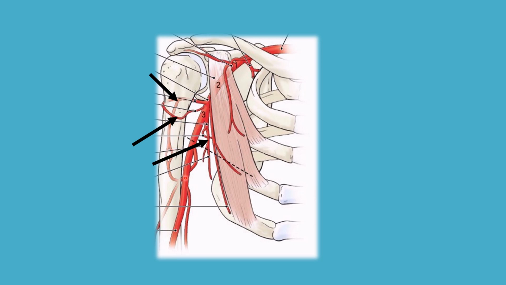Then coming to the subscapular artery, which is the largest branch of the axillary artery, it gives a circumflex scapular artery which runs along the triangular space of the axilla. So these are the branches which arise from the axillary artery and supply the neighboring muscles and regions.